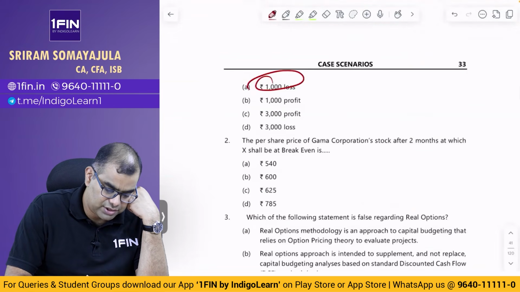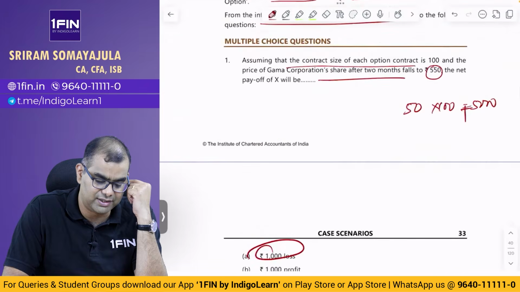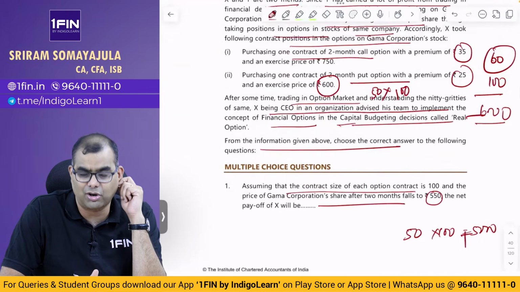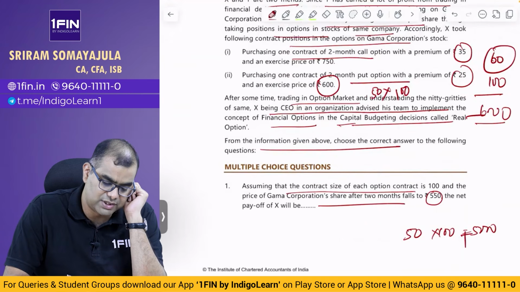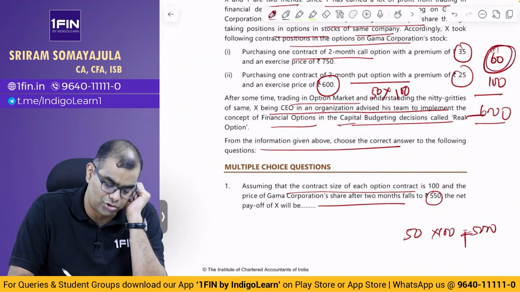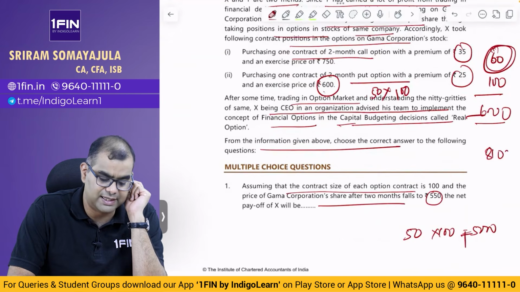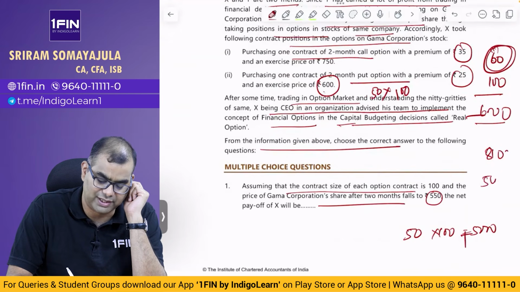Okay, then the per share price of Gamma stock after 2 months at which X shall break even. So break even can be on either side. See, both on call and put. I have a right to buy it at 750. So if it goes above 750, I have to make 60 bucks more. So it has either 810 or I have a right to sell it at 600. So it has to come down to 540, 810 or 540.